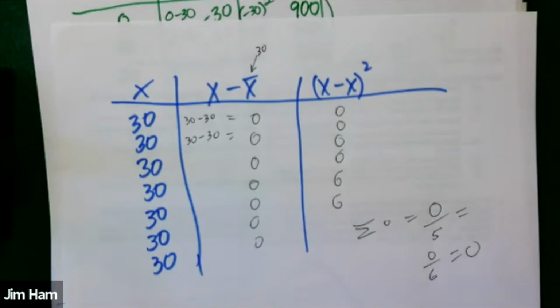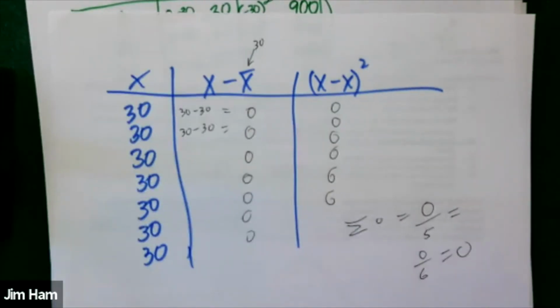And then as the data values vary from one another and you get some spread, the standard deviation gets bigger and bigger and bigger. More spread out, bigger standard deviation.